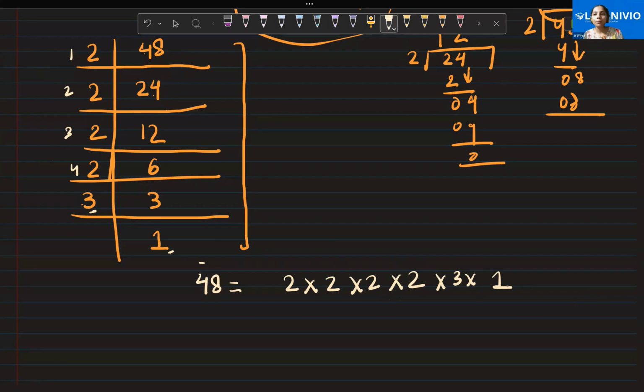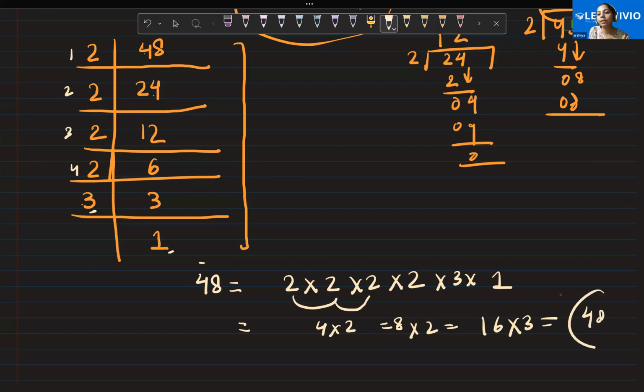Okay, is it clear? At the end, you will write it like this. Now, if you want to cross check, you will get 48 on multiplying all of these. So 2 multiplied by 2 is 4, and 4 multiplied by 2 is 8. So 2 twos are 4, 4 twos are 8. 8 times 2 is 16, and 16 times 3 will get you 48. Okay. So basically, the concept is called prime factorization, right?